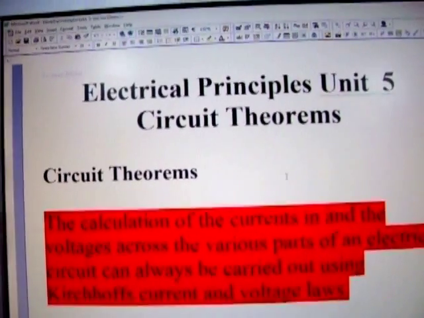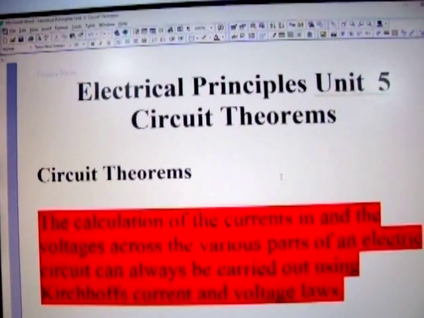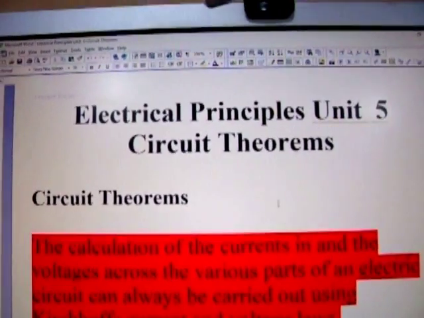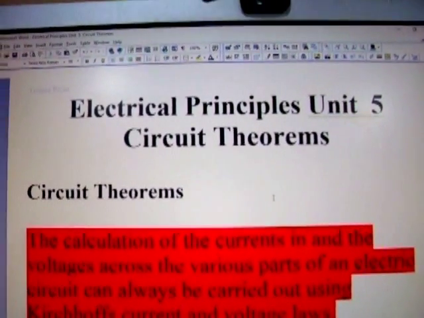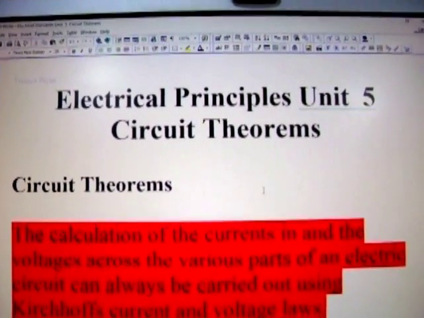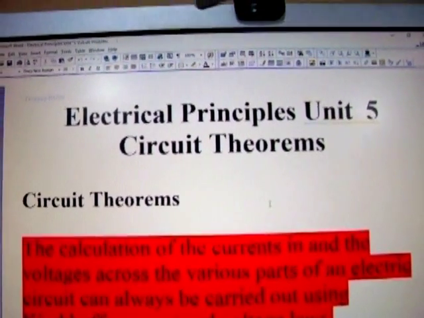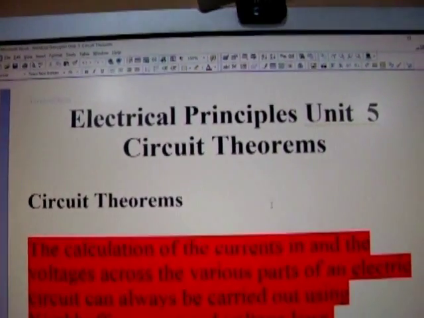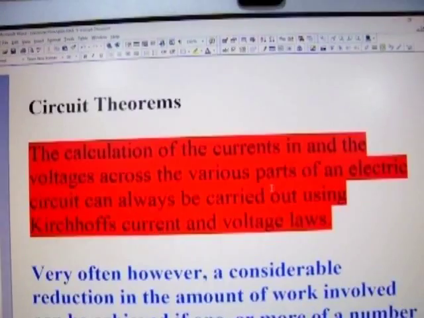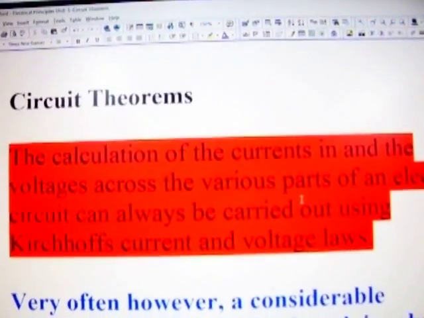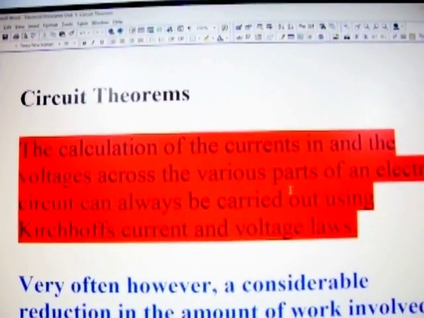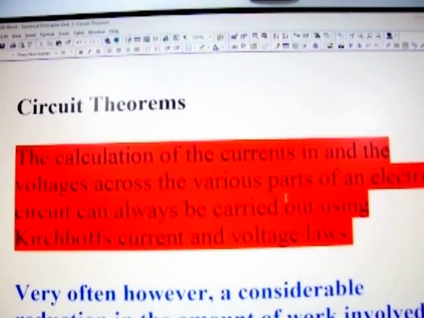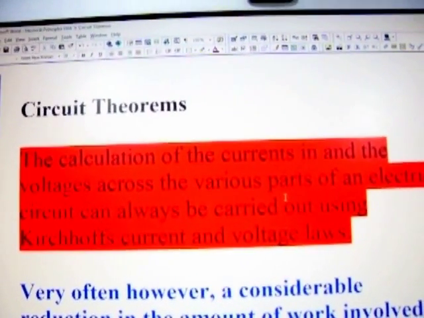Okay? Now, most of this I've done in a way where you can read the information for yourselves. And please remember, you must write out the information to make it your own, so your brain will record what it has written. Okay? Now let me just move a little bit here. It's just the calculations of the currents in and the voltages across the various parts of an electrical circuit.